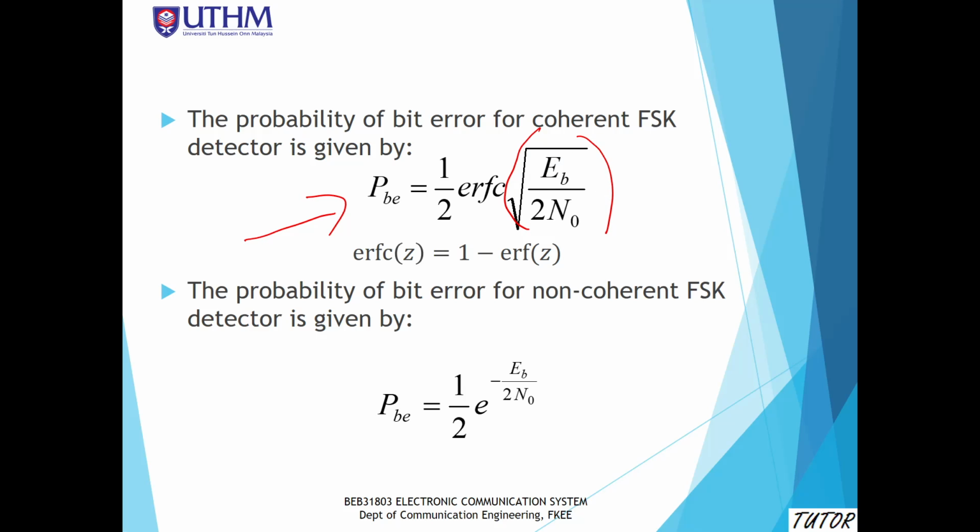Okay, and for the non-coherent detection, probability of bit error, kebarangkalian berlakunya bit error untuk non-coherent. Tadi adalah coherent. For non-coherent FSK, 1/2 e power of minus EB over 2N0. Okay, the formula is similar with the ASK. Okay, sama dengan formula yang digunakan dalam ASK.